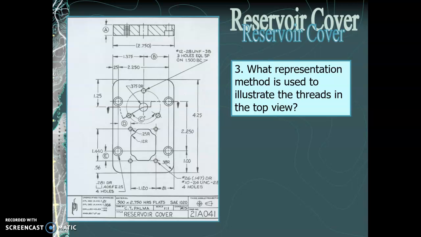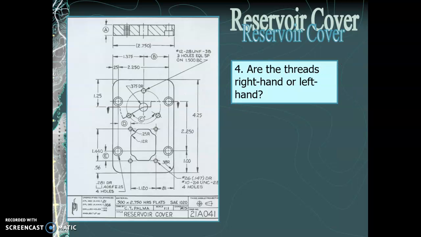What representation method is used to illustrate the threads in the top view? In section views, the schematic format might be a little bit more common, and that's what we're seeing here. It's illustrated with these lines that evoke the idea of threads. That's what we call the schematic method of representing those threads.